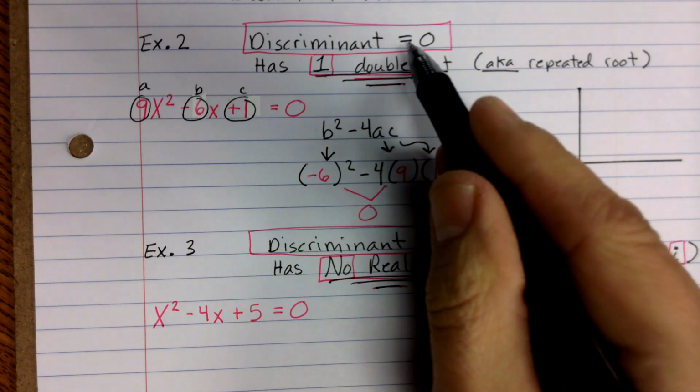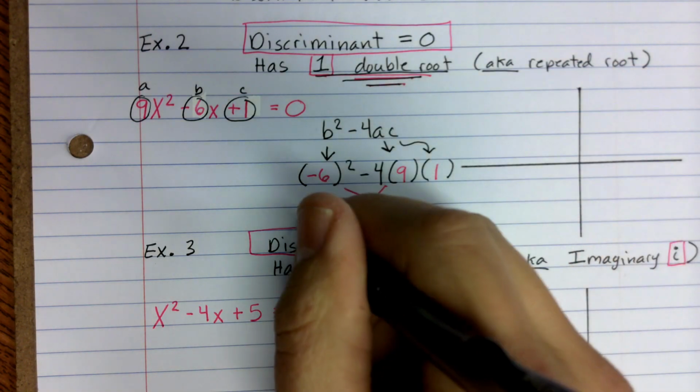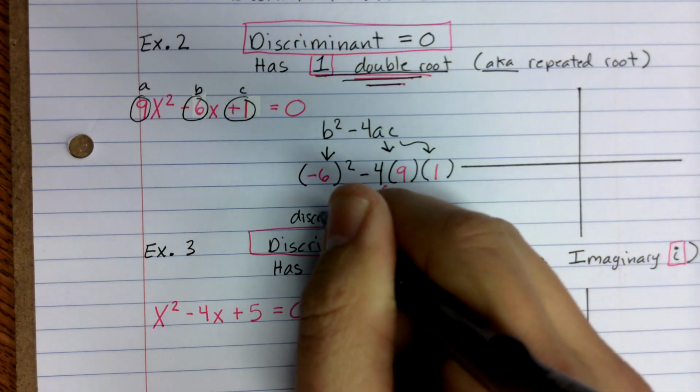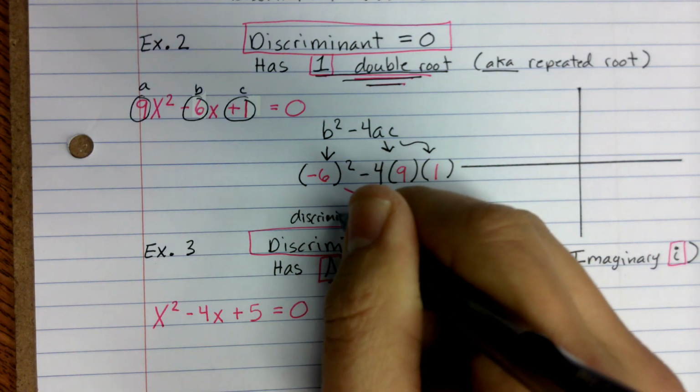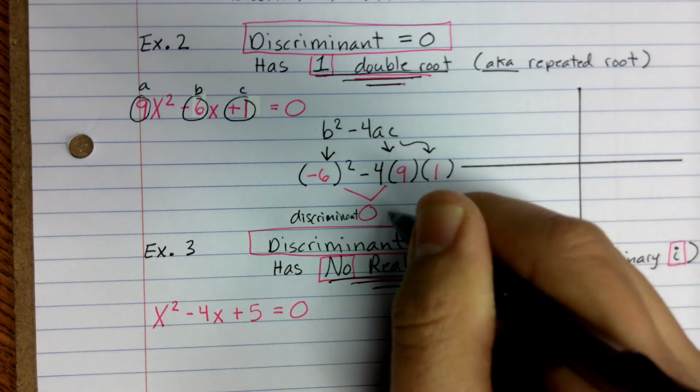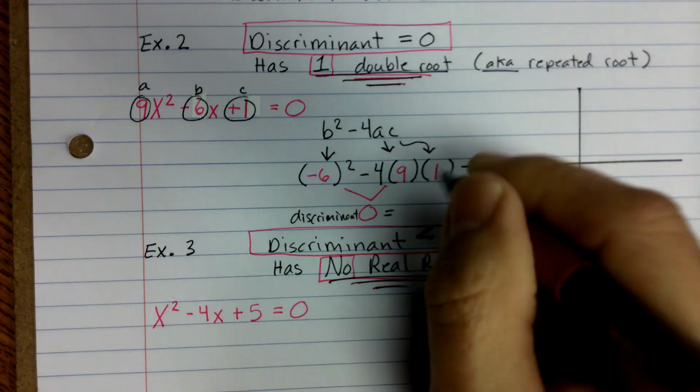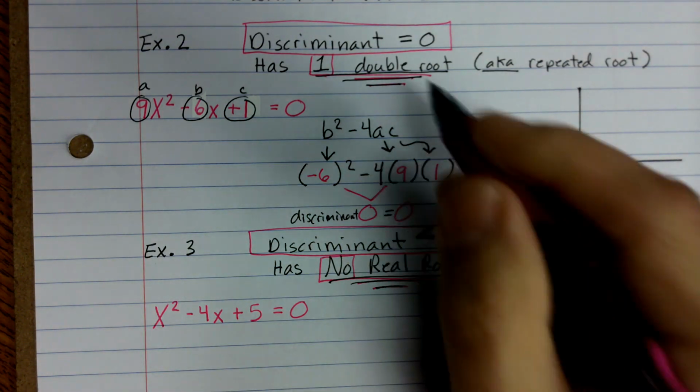Now notice in this case, it says when the discriminant is equal to 0. So this is our discriminant, and it's equal to 0. So we're going to go ahead and say that we have a double root.